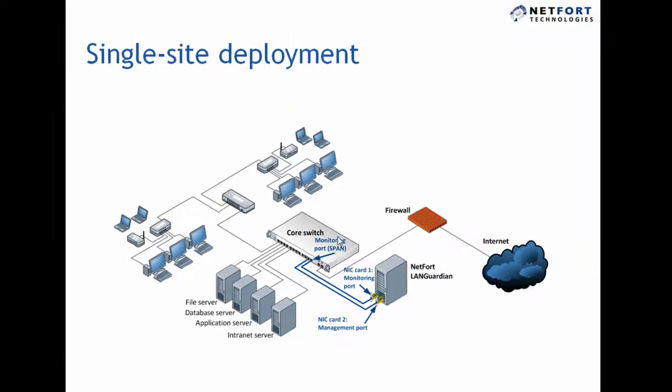If you've got multiple core switches, then it's just a matter of assigning extra network cards in your LANGuardian and plugging into each of your core switches. But to get a trial up and running, connecting to one of your core switches is usually good enough to give you an idea of what is happening on your network.